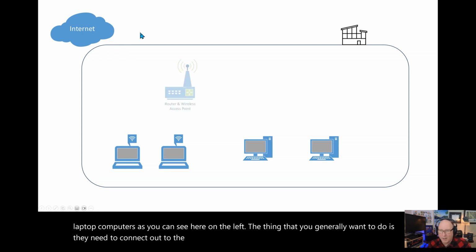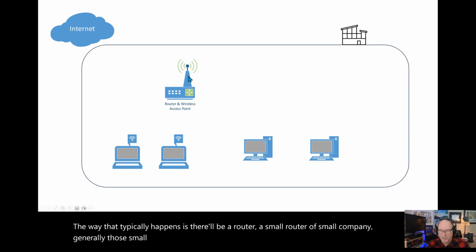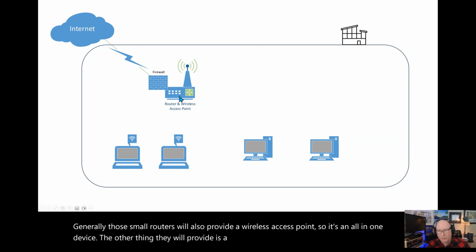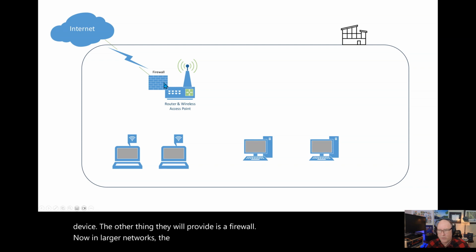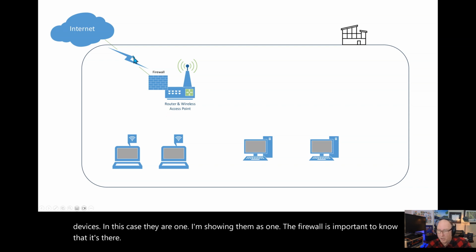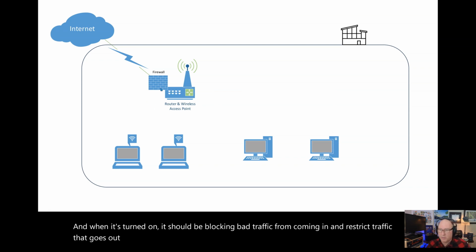The way that typically happens is there'll be a router, a small router at a small company. Generally, those small routers will also provide a wireless access point. So it's an all-in-one device. The other thing they will provide is a firewall. Now, in larger networks, the router, the wireless access point, and firewall will be separate devices. In this case, they are one. I'm showing them as one. The firewall is important to know that it's there. And when it's turned on, it should be blocking bad traffic from coming in and restrict traffic that goes out. So that is typically what you see in a small business.